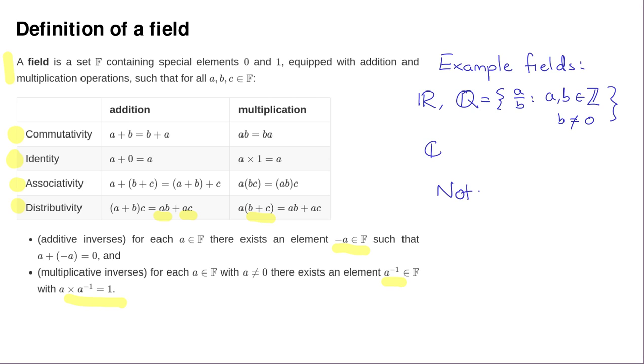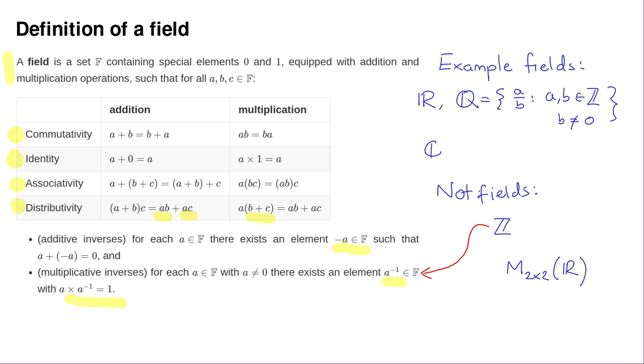But we have some examples of things which are not fields. The integers, for example, are not a field because they don't obey the very last rule here about multiplicative inverses. There is no integer which when you multiply it by 2 gives the answer 1. And there's no integer which when you multiply it by 57 gives the answer 1. So it doesn't obey this last condition. It's not a field. Equally, if we talk about the set of all 2 by 2 matrices with real number entries, this isn't a field either.